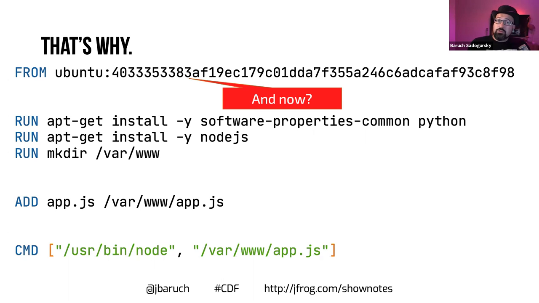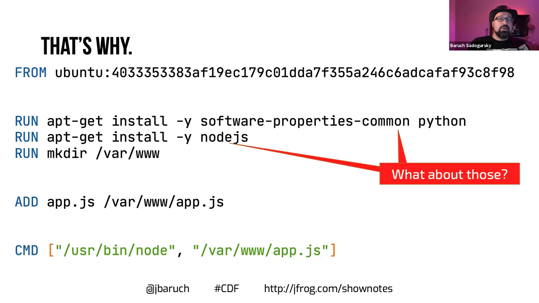Do you know which version of Ubuntu I rely on now? Do you even know that it's a valid checksum and not my cat walking over the keyboard and this is what it typed? We have no idea. So this is a little bit better. But what about those? Can you nail down the versions of Python and Node.js? The answer depends on how well you know apt-get. It might be possible, it might not.